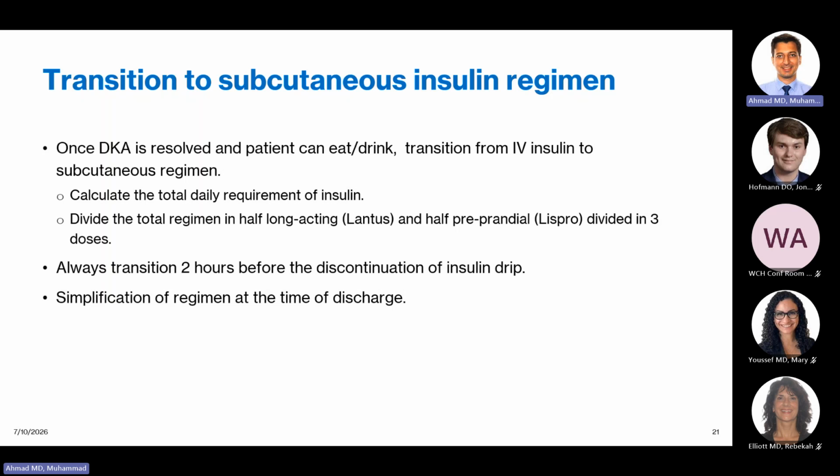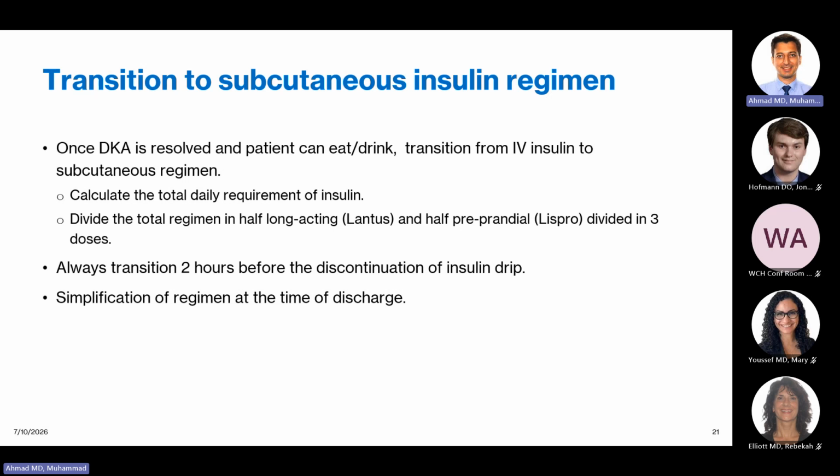Okay. Then divide the total regimen in half: half long-acting and half preprandial. And then the preprandial half should be divided in 3: breakfast, lunch, and dinner. Okay. And one thing that you guys have to make sure of all the time is that you are transitioning insulin from IV to subcutaneous 2 hours before stopping the drip. You are not stopping the drip right away and then starting the patient on subcutaneous.